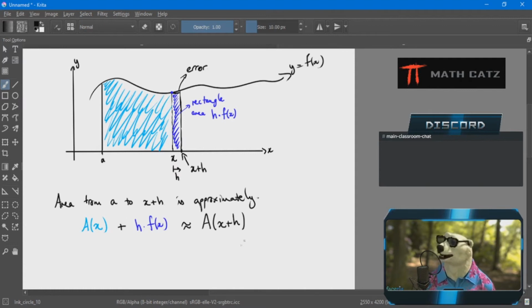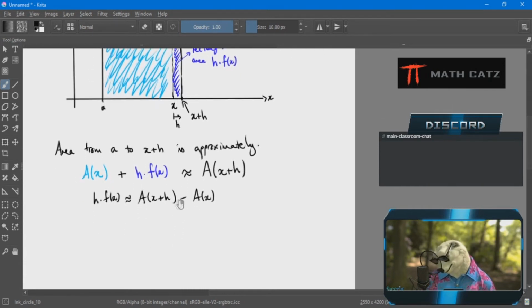Let's just rearrange this approximation equation. I have h times f of x is approximately A of x plus h minus A of x. And then I can divide both sides by h to get the function value approximately equal to this expression on the right.